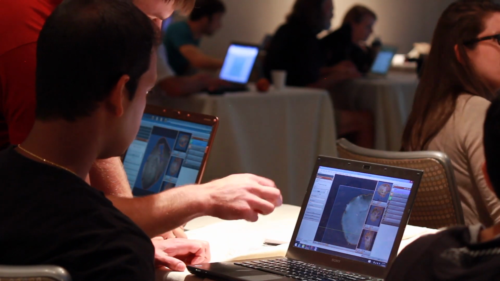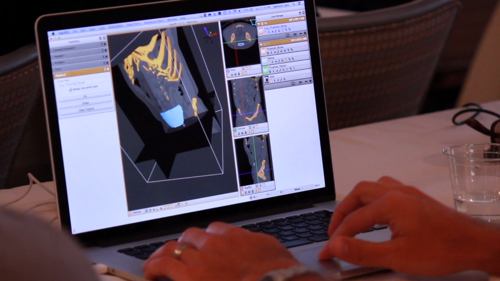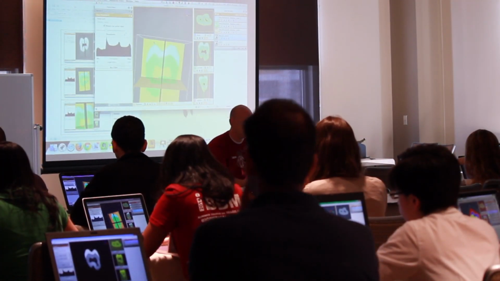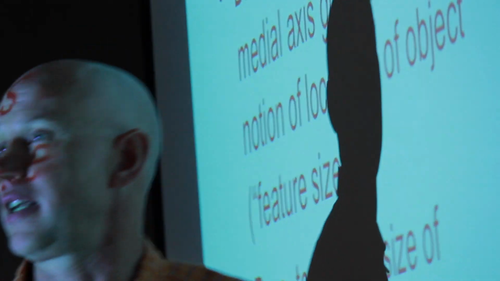The philosophy is that if we can get across a bunch of fundamental ideas in imaging and geometry and numerics and simulation, and then combine that with some training in how to use software tools that implement those ideas, these students will be particularly well prepared to conduct the next generation of realistic biomedical simulations.